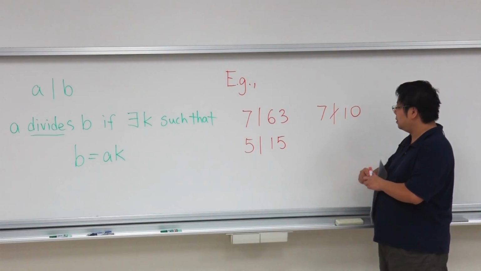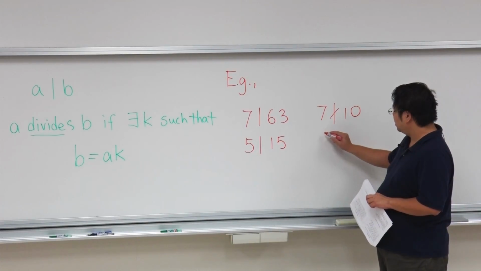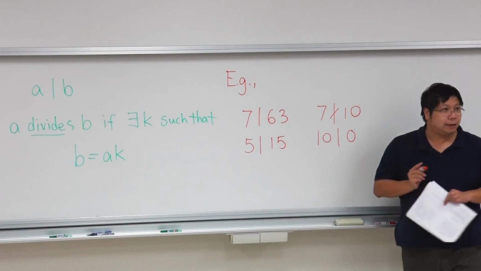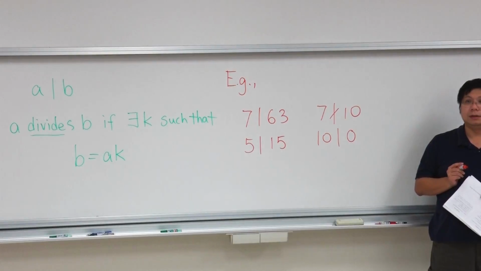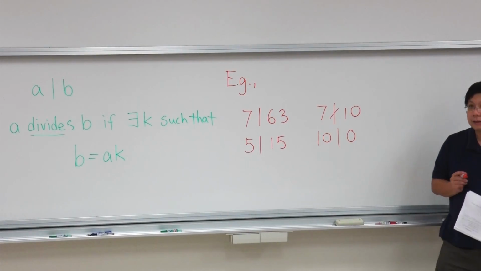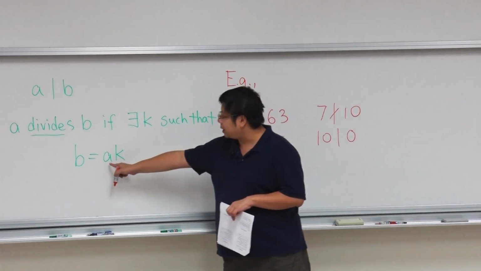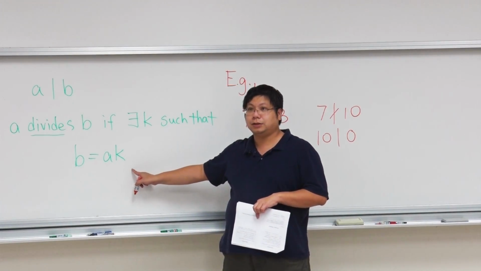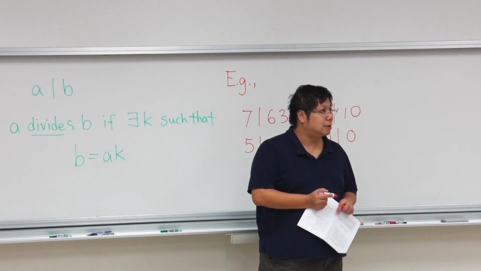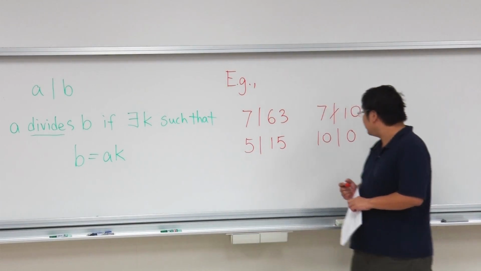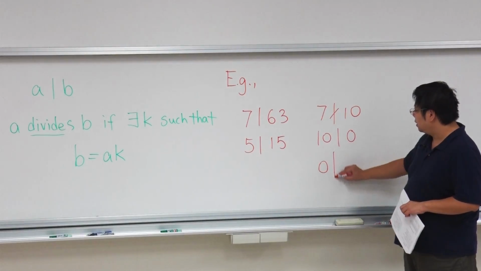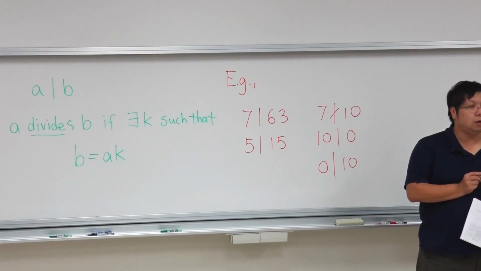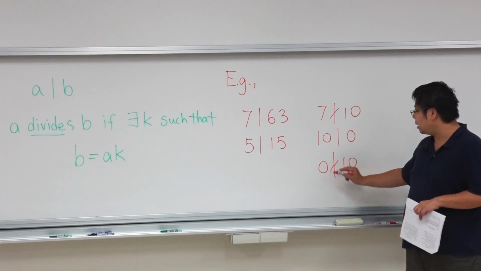And how about 10 and then 0? Is 10 dividing 0 or not? Yes, because if you put 10 here and 0 here, there exists a certain k such that 10 times k is equal to 0. So you write 10 divides 0. But how about the other way, 0 and 10? No. So 0 does not divide 10.